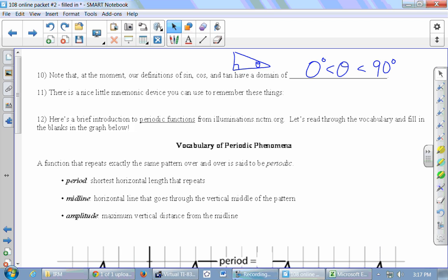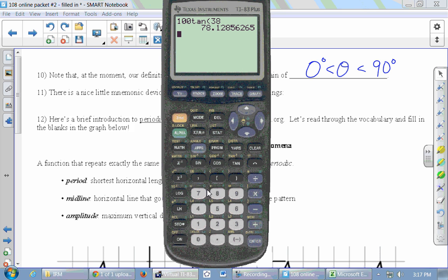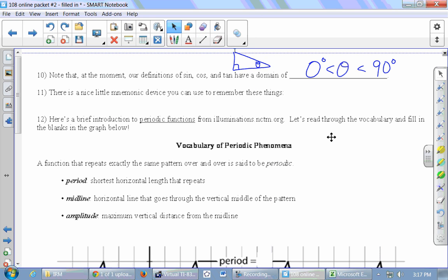I will point out that if I typed in, for example, sine of 100, which is bigger than 90, the calculator doesn't have any problem with it. So somehow there's some other thing that we're going to need to talk about, but at the moment, these functions are only defined between 0 and 90 degrees.